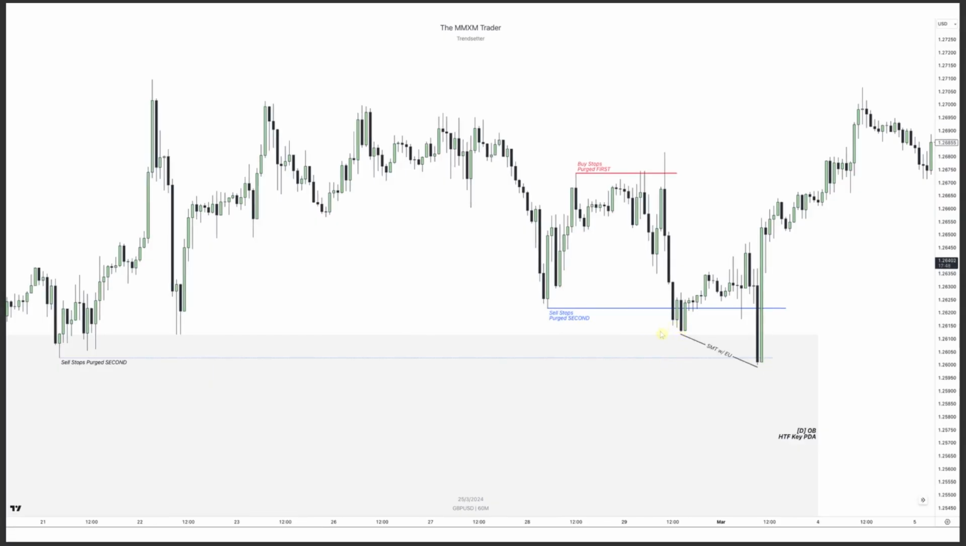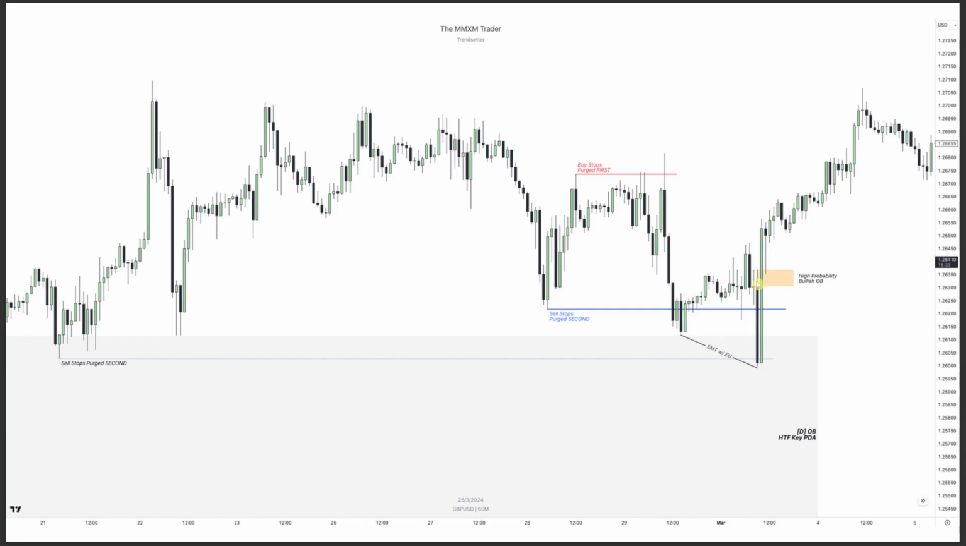So now what do we know? Once we form that SMT with the double purge, right, it is highly likely to be a protected low and there will be a high probability order block formed. So over here we've got that order block, right? We close above it, so we have a change in the state of delivery. We can see the next candle taps back into that high probability order block, right?